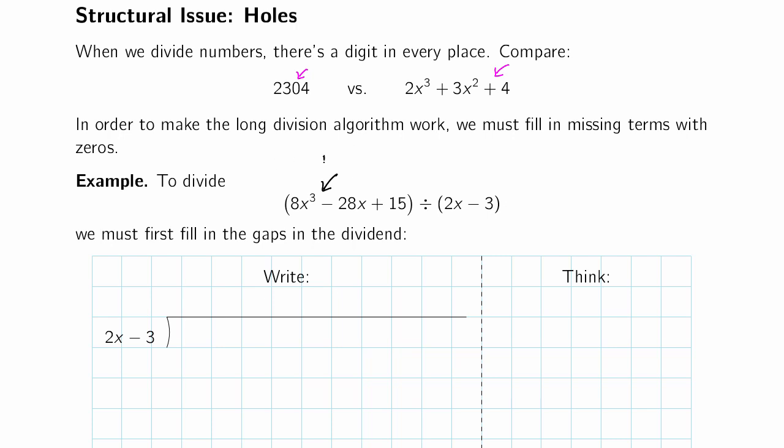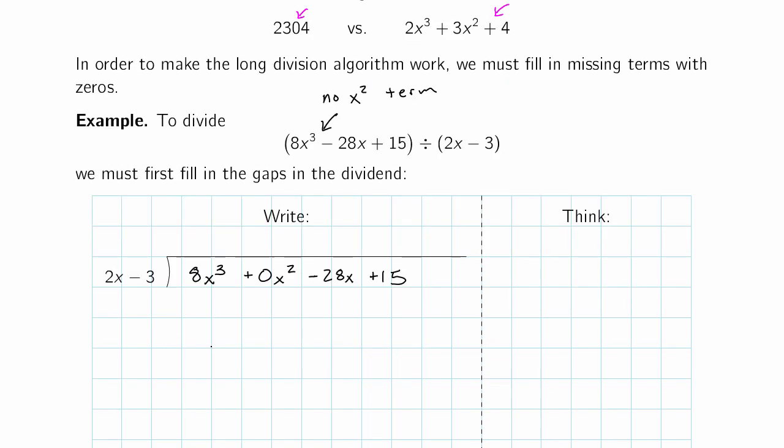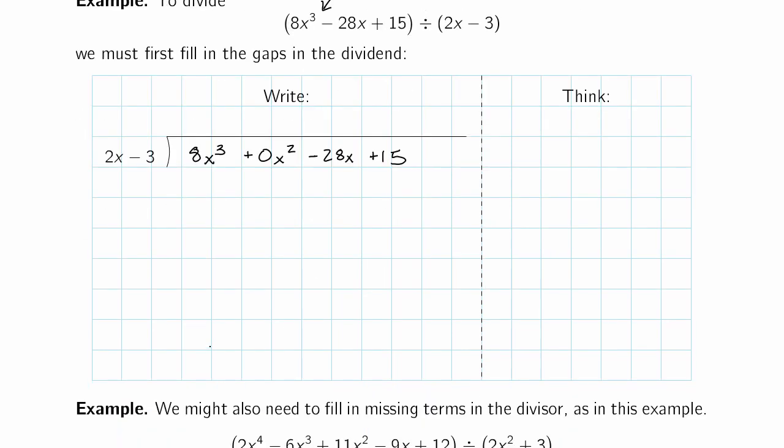our dividend here has no x squared term. When we write that in our division bracket, we need to fill in a 0x squared in order to hold the place. We'll see why that's necessary as we proceed with the division. So we'll proceed with the division one place at a time.